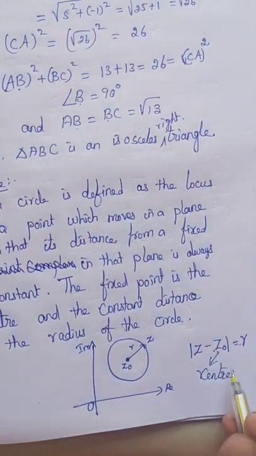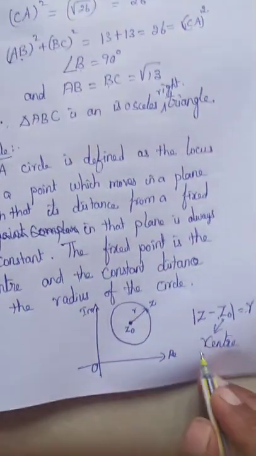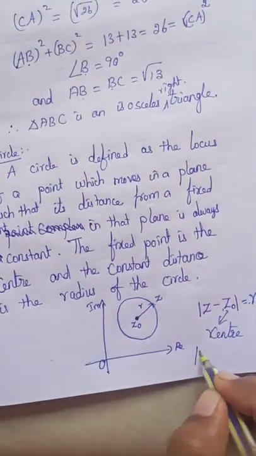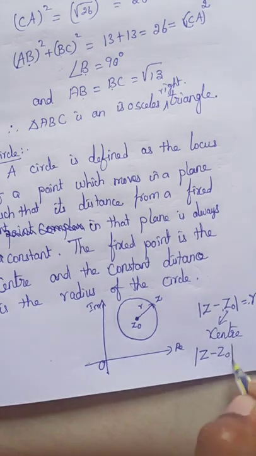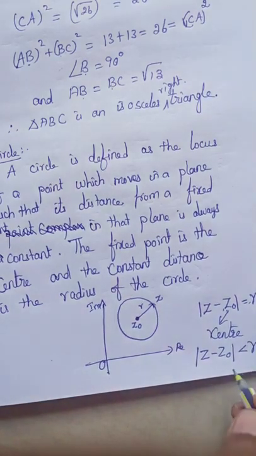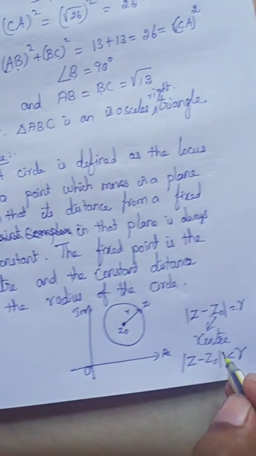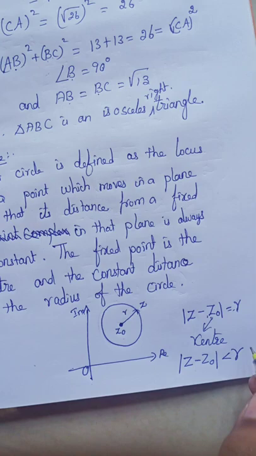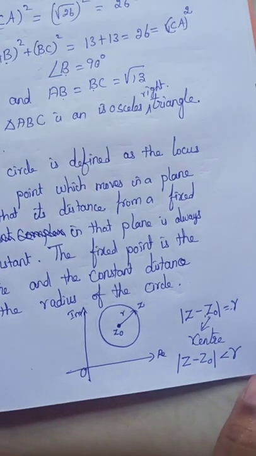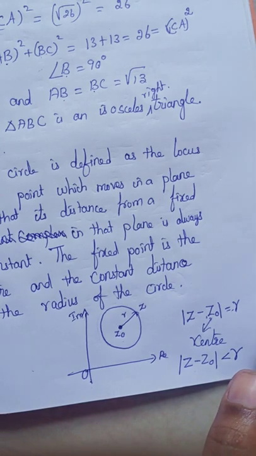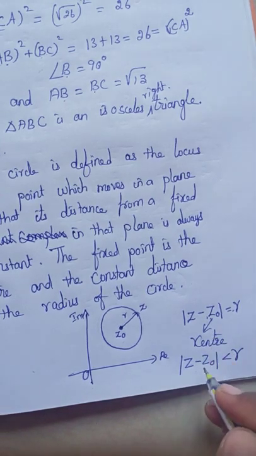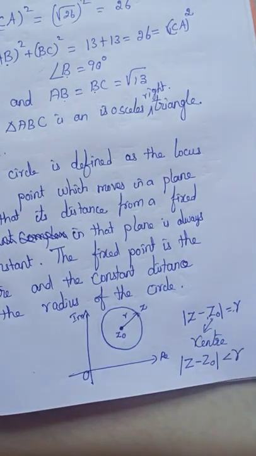Is that clear? Suppose they have given modulus Z minus Z0 less than R, then it represents the points in the interior of the circle. If it is greater than the radius R, then the point is in the exterior of the circle. So the point is either in the exterior or in the interior of the circle.